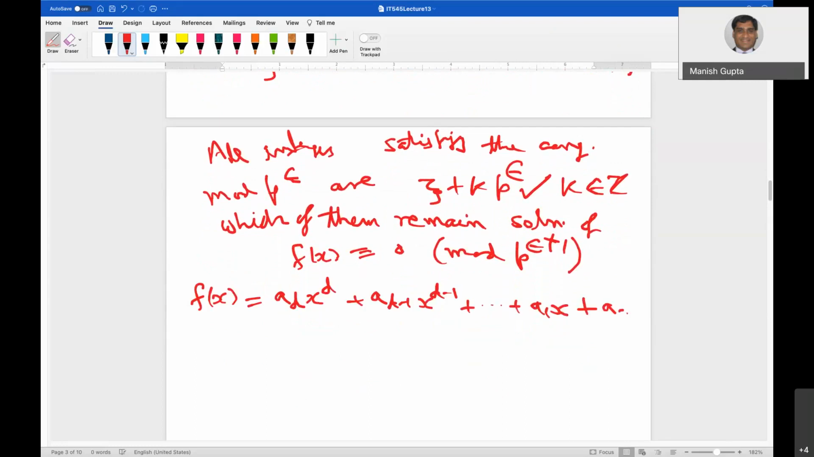अगर पॉलिनोमियल इस तरीके का है, I can put x is equal to xi plus k times p raised to power epsilon.